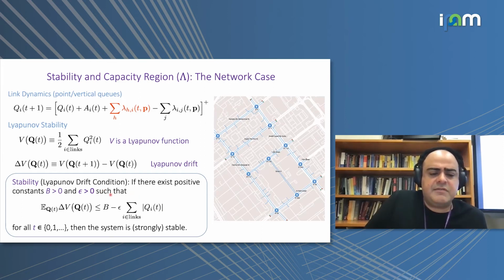It says that if you can find, well, this is a conditional expectation with respect to the state at time t. So if I'm measuring the state at time t, and that's what the controllers are doing. And then if the drift is bounded from above by a constant minus another constant multiplied by the sum of all the q sizes, for all t, then the system is said to be strongly stable. So the key is we need to find two constants, B and epsilon, that don't depend on time, that don't depend on the state, that's important, and don't depend on the arrival rates. If we can find such constants where this inequality holds true, then we say that the system is strongly stable.